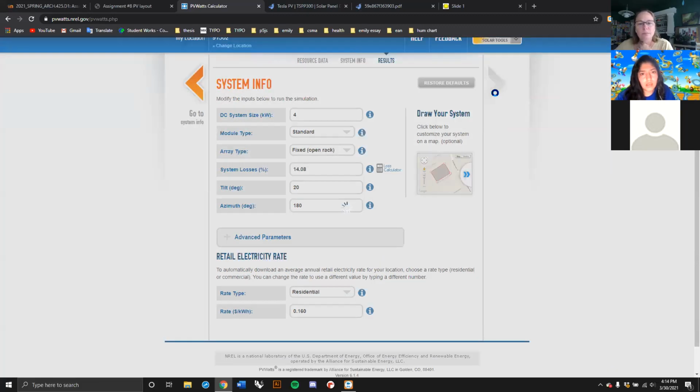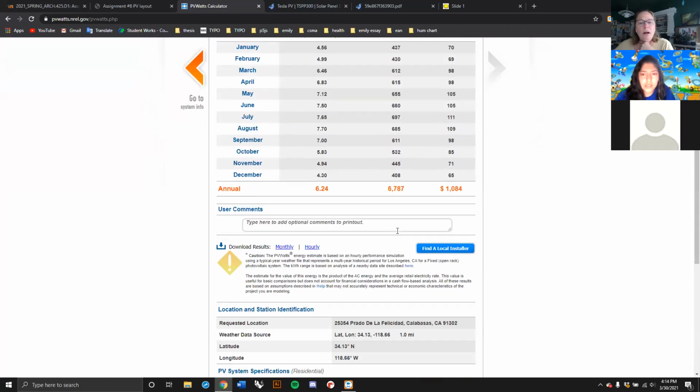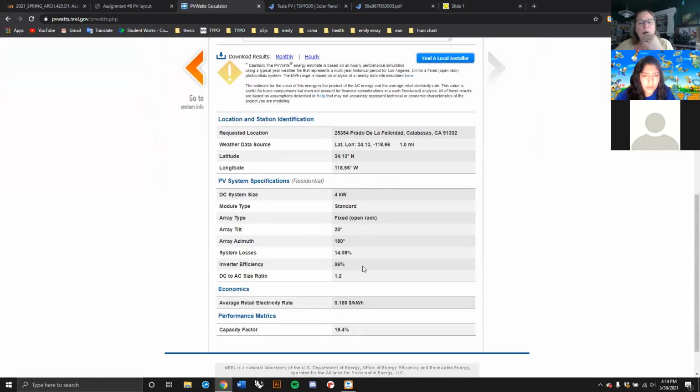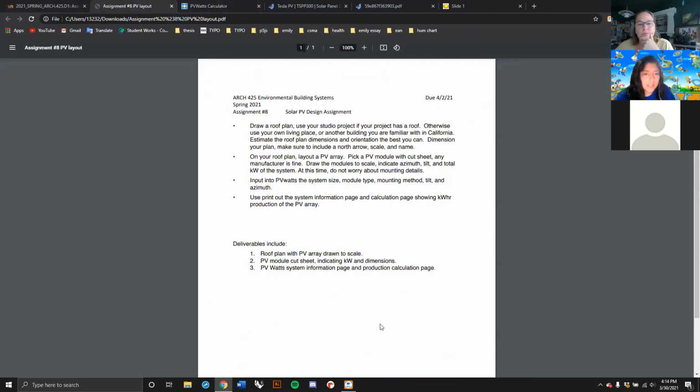I don't know if we need to print this as well with this information. That would be good too. Yes, that would be helpful. And is that also the production calculation page? Yes. Okay. So the information page is where you put in all the data, and production is what your site is going to produce. Yes. Oh, okay. That's all I had. Thank you.